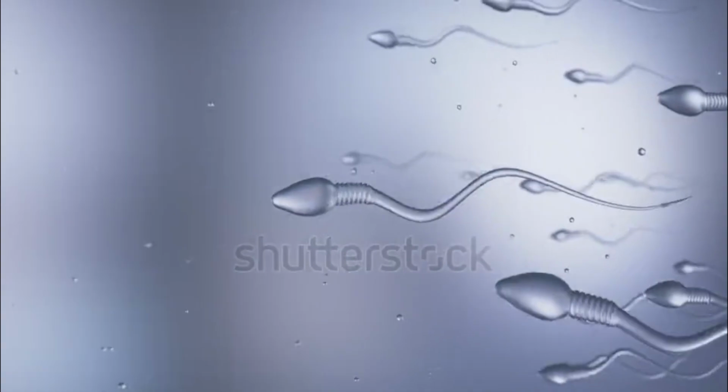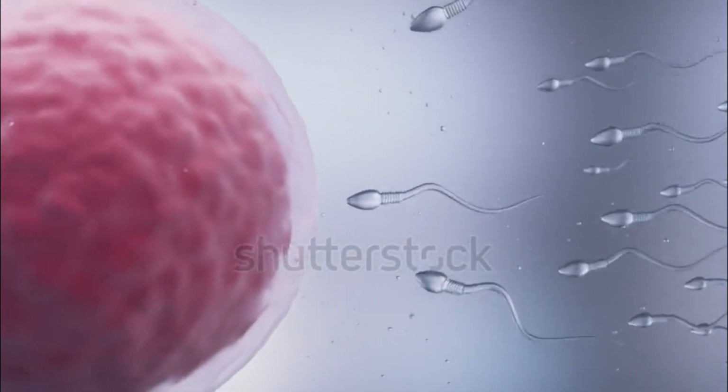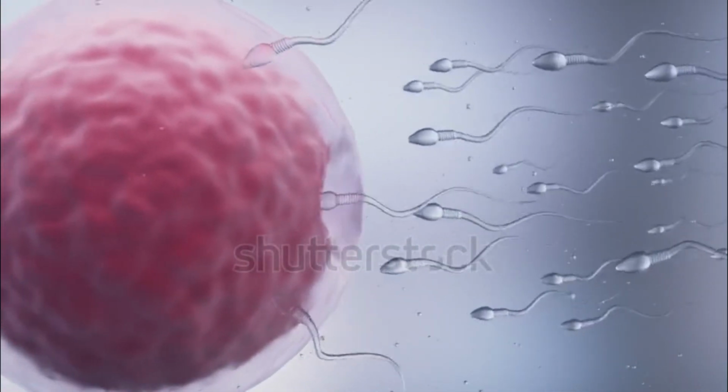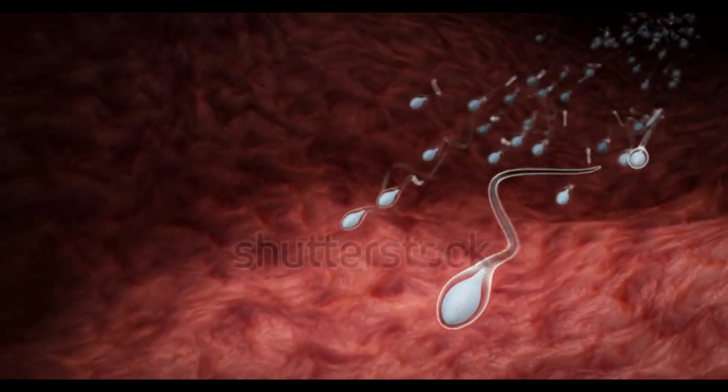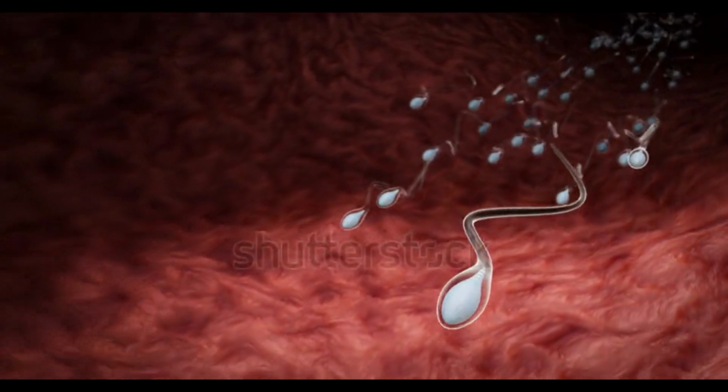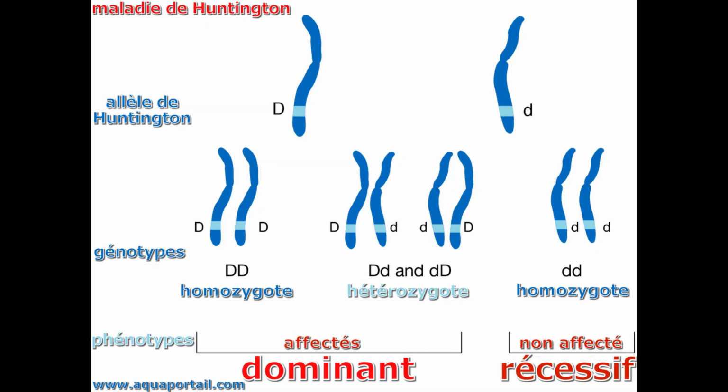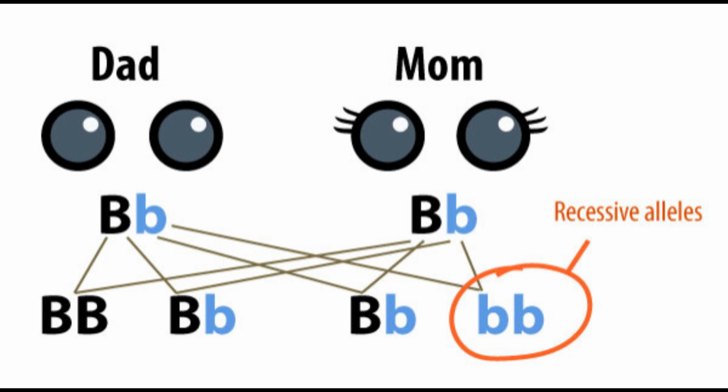Now let's talk about gametes. Gametes are sex cells which include the sperm for males and the egg, also known as ovum, for females. Gametes contain half the number of chromosomes, 23 in humans. Now, let's talk about a dominant allele. It is an allele that is expressed even if only one copy is present, represented with a capital letter. Now, let's talk about recessive alleles. It is an allele that is only expressed if two copies are present, represented with a lowercase letter.